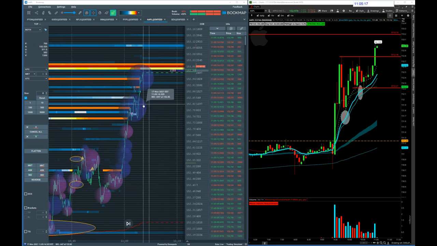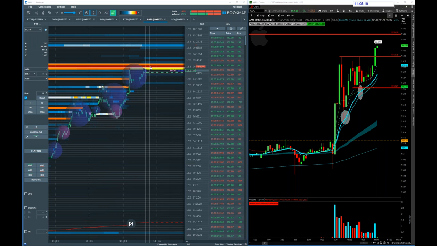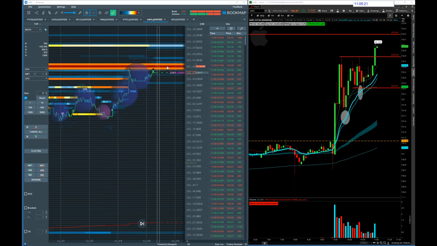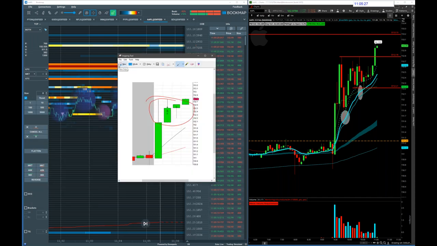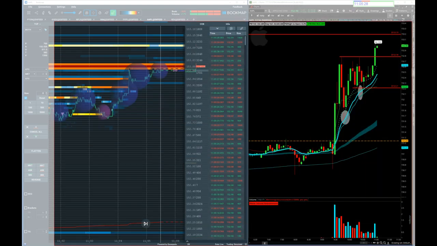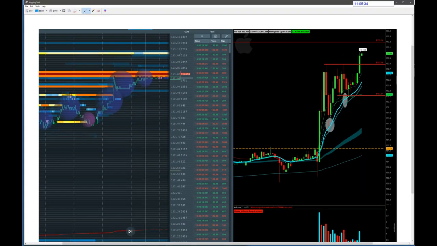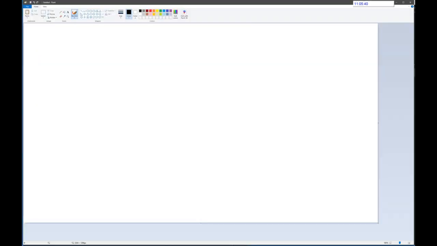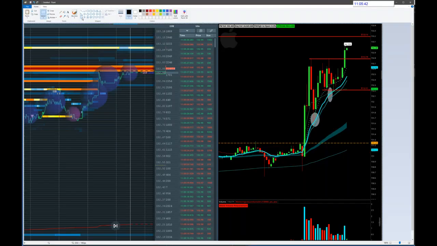So we have this resistance over here. You can see, 300K resistance on Bookmap. 300K resistance over here, all right? I just want to make a point out of this, because not every single day will we see a resistance like that.